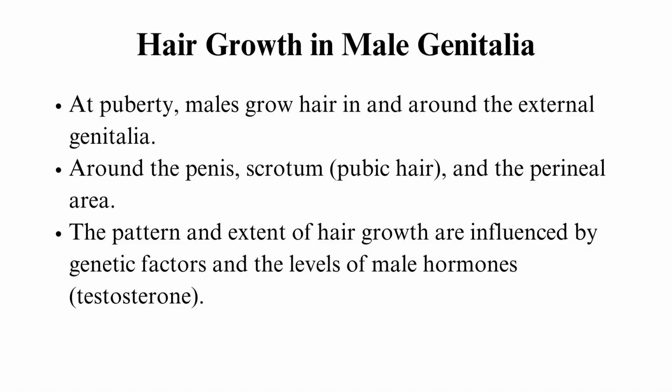6. Hair growth in male genitalia. At puberty, males typically begin to grow hair in and around the external genitalia. This includes the area around the penis and scrotum, pubic hair, as well as the perineal area. The pattern and extent of hair growth are influenced by genetic factors and the levels of male hormones, testosterone.